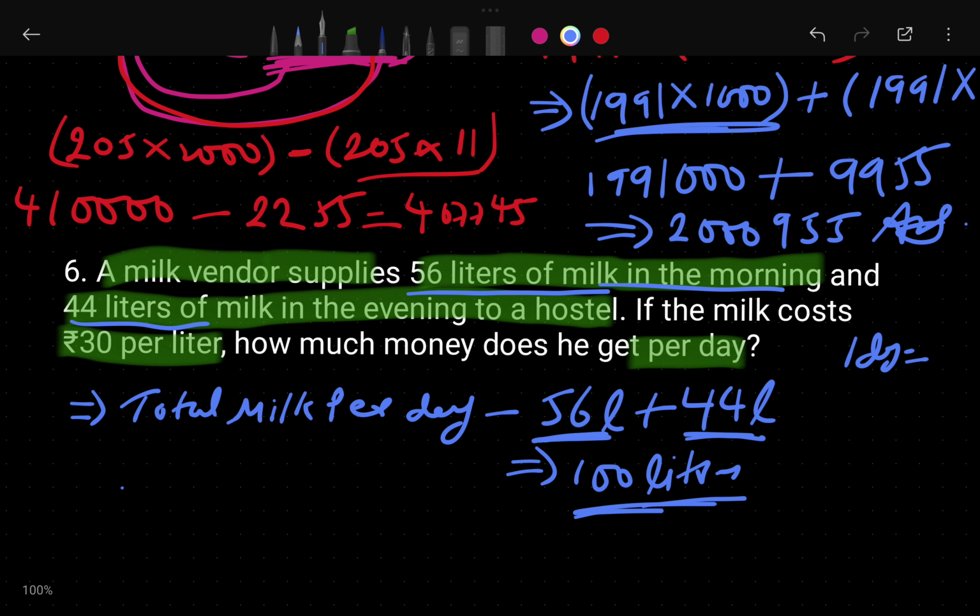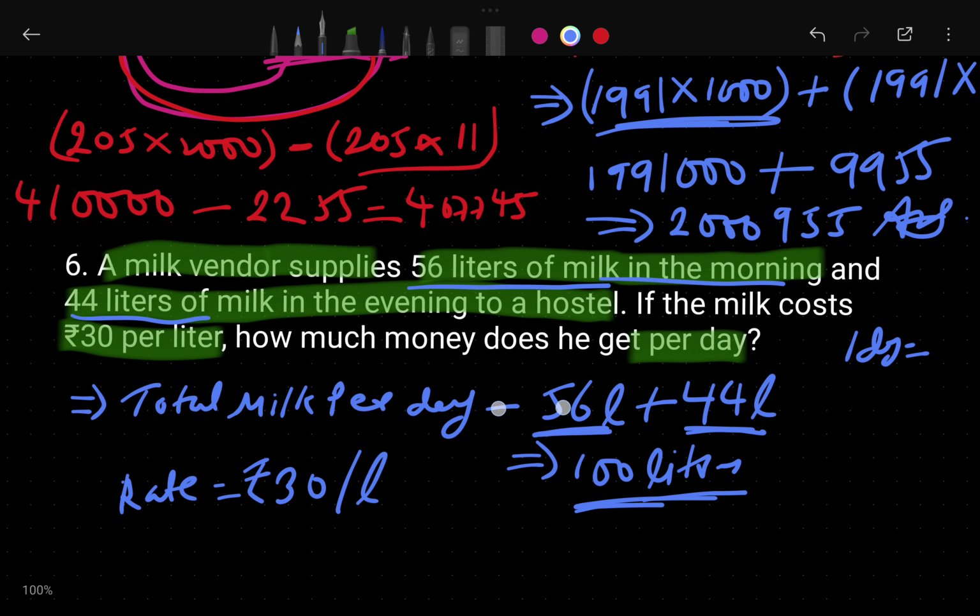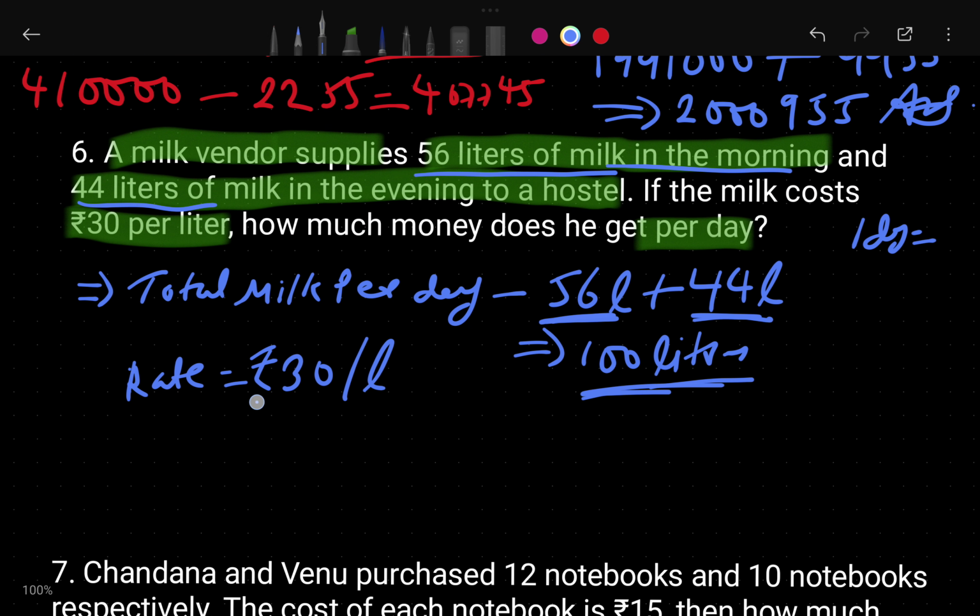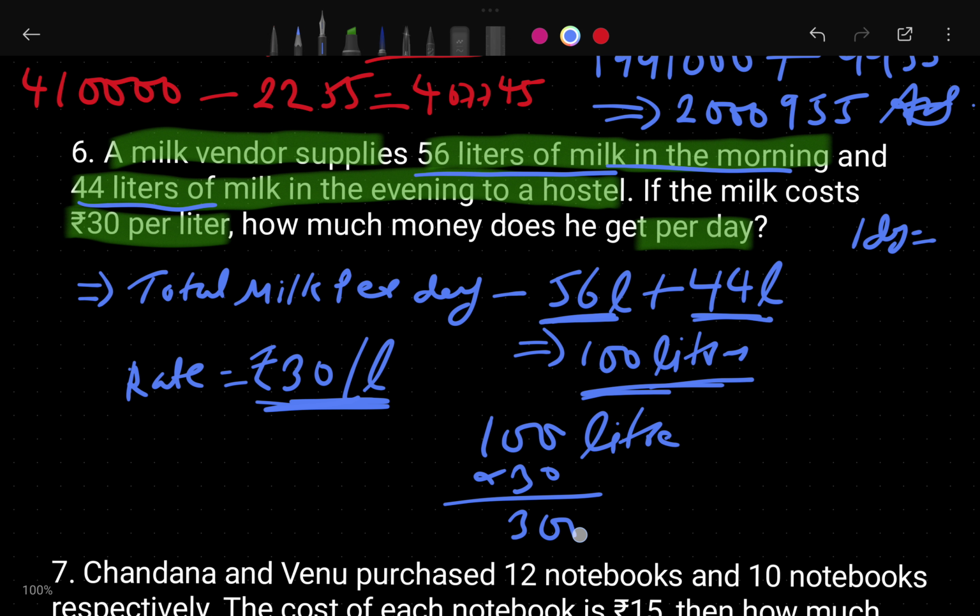So now let's talk about the price of 1 liter. You know what is the rate? Rate means price. The price of 1 liter of milk is 30 rupees, not 3 rupees, 30 rupees per liter. So how many liters of milk do we have? We have 100 liters. Then if you multiply by 30, you know what will be the answer? 3000 rupees. 3000 rupees per day. The income per day is 3000.